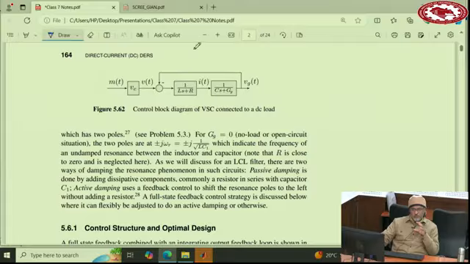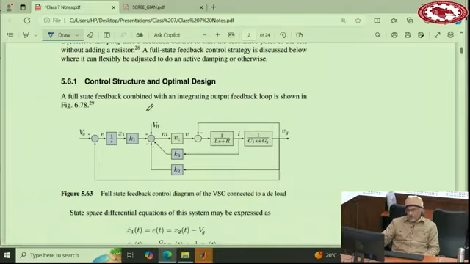So the open loop system is marginally, you can say, unstable, or it doesn't respond well. Okay, so what do we do in control?